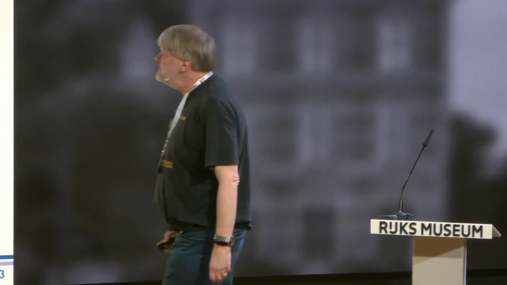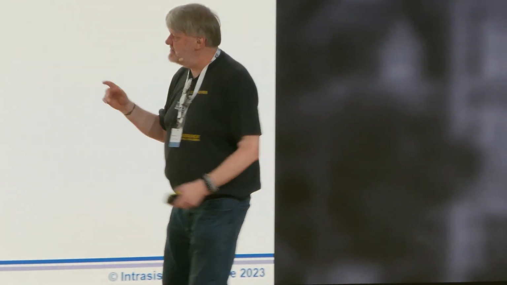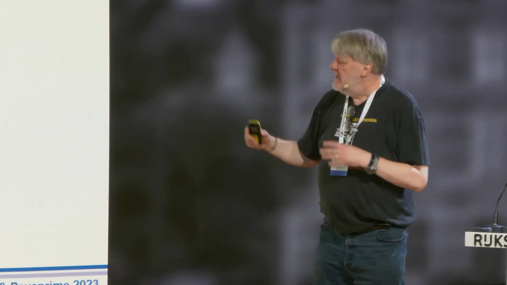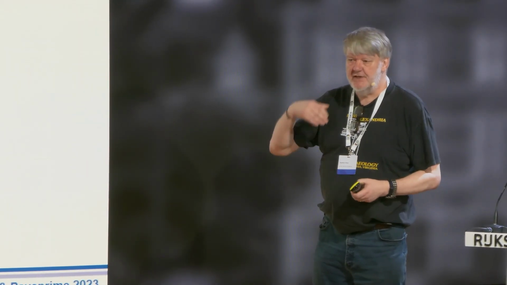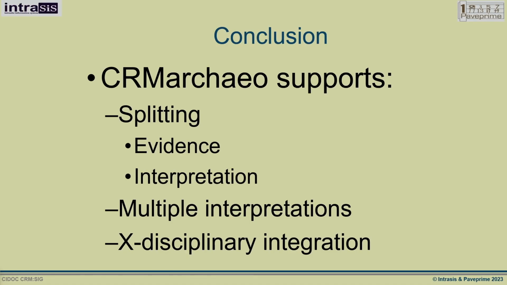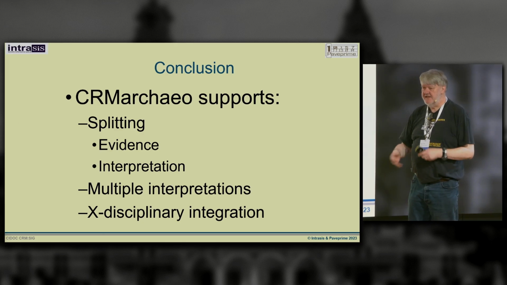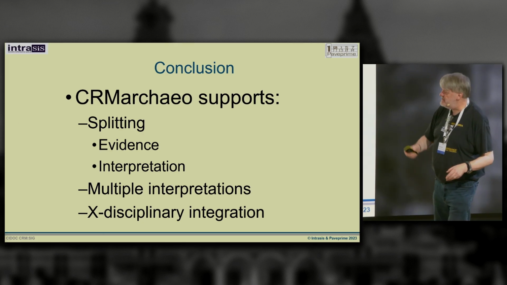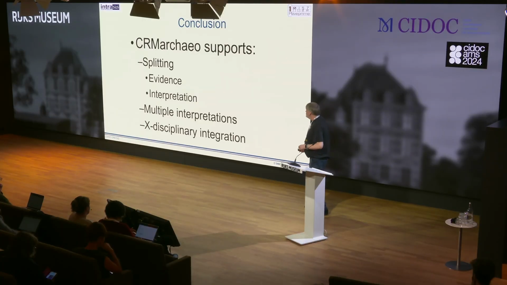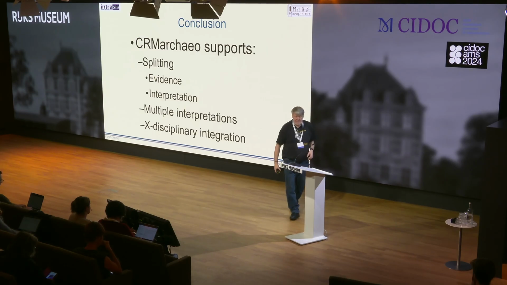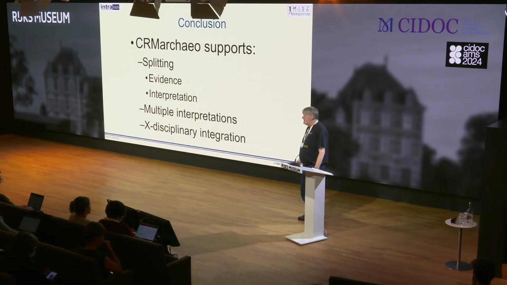So, in conclusion then, CRM Archeo supports the splitting of evidence from interpretation. We're using that .2 mechanism. It allows us to have multiple interpretations, so you can put different sets of stratigraphic relationships in and relate them back if you reinterpret things. We're working on a site in Sweden at the moment where the carbon-14 dates came in 18 months later and redid all of the interpretation. So we're working on representing that in RDF star at the moment, and it allows us to do cross-disciplinary integration. So thank you very much.